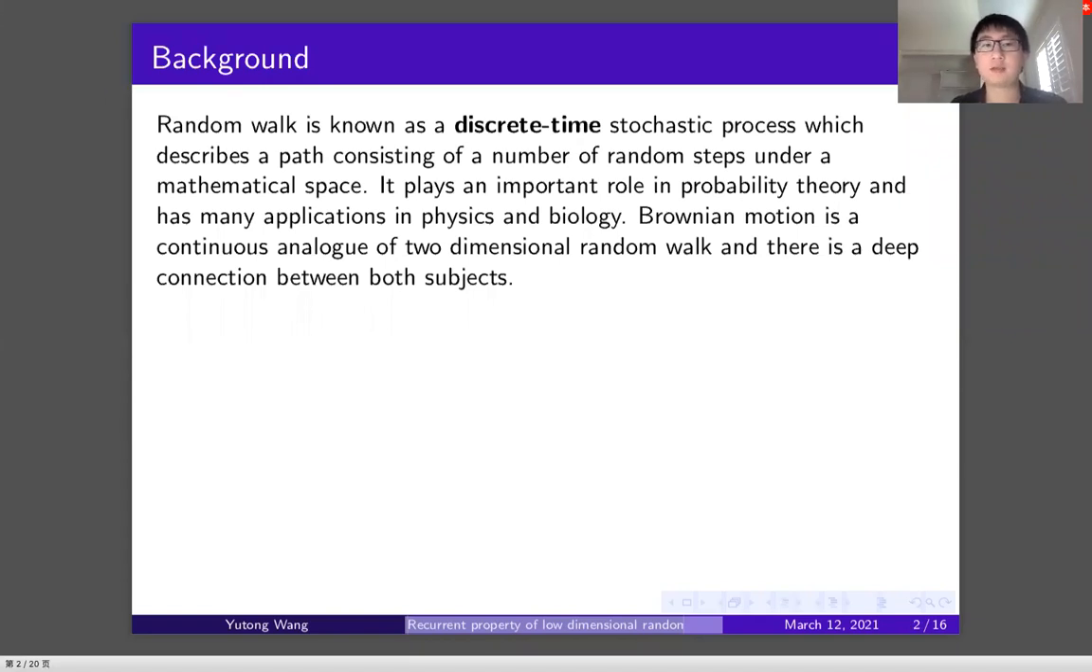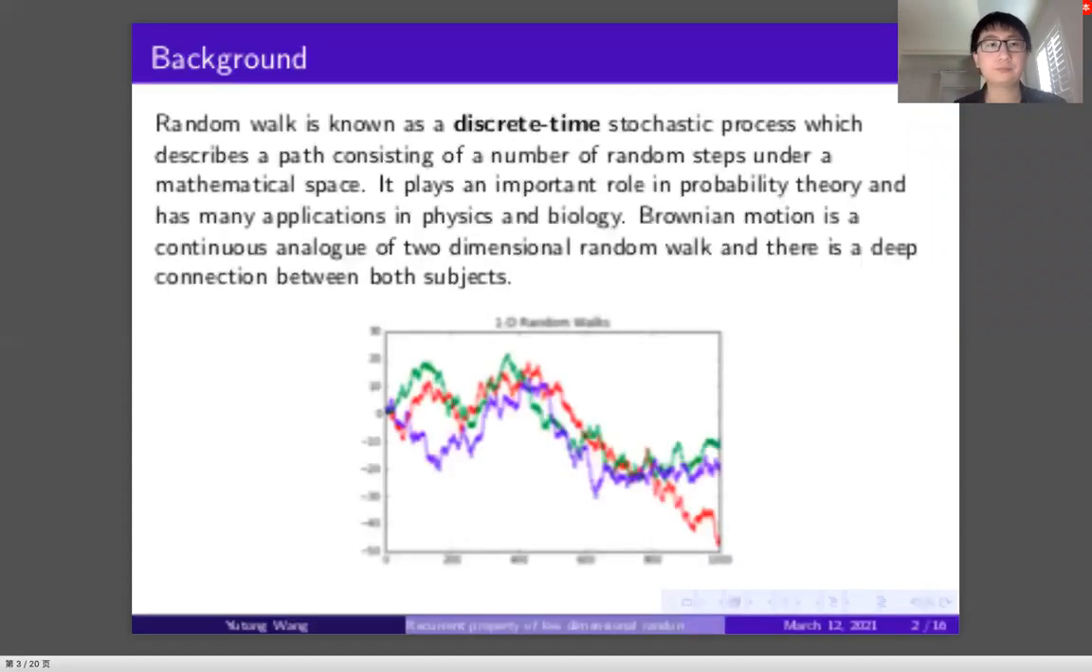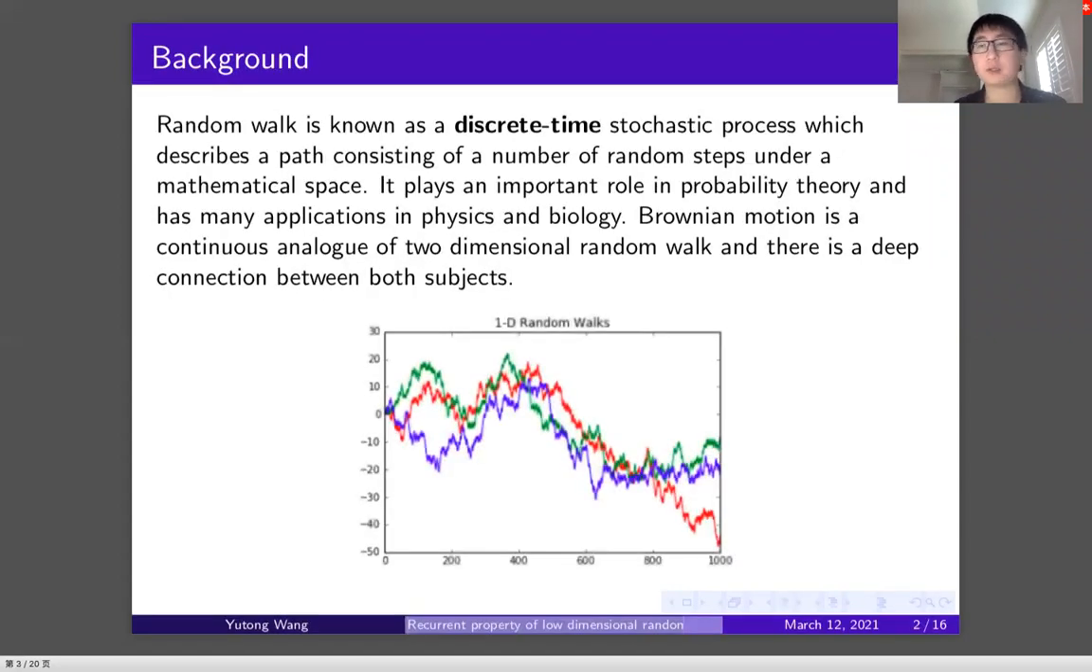A Brownian motion is a continuous analog of two-dimensional random walk, and there is a deep connection between the Brownian motion and random walk. Here is a picture of the one-dimensional random walk.